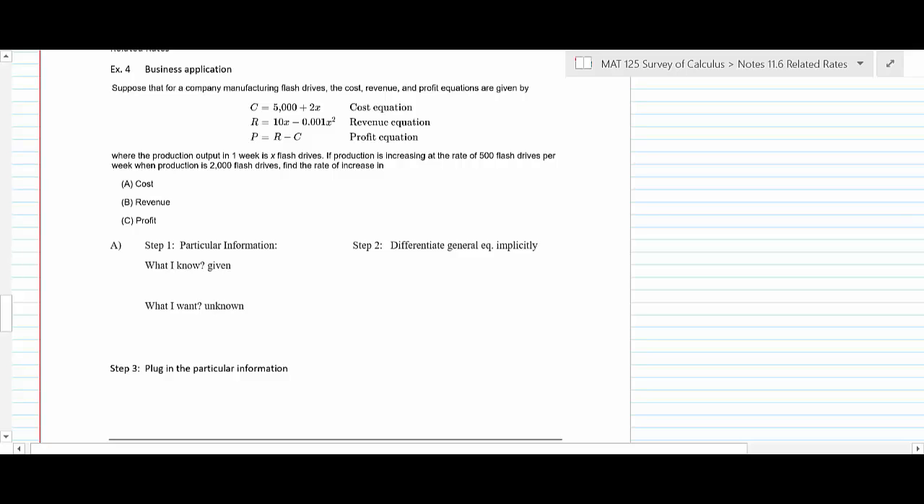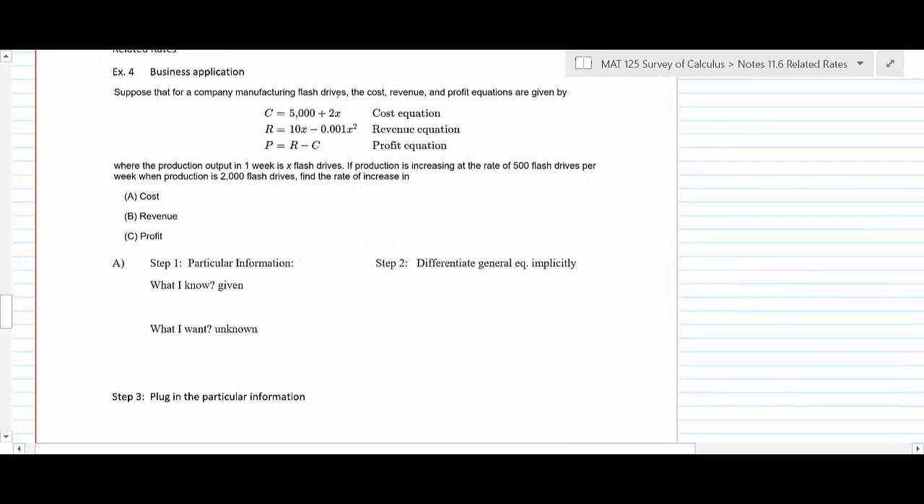So this time I'm giving you your manufacturing, let's see, flash drives, and you have a cost equation, a revenue equation, and you can find the profit equation, okay? So what we're going to do, if you read the problem, it says you're going to end up finding the rate of increase in the cost, revenue, and profit. I'll just do part A to finish this up here.